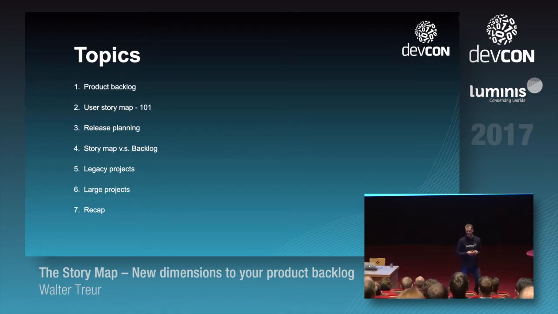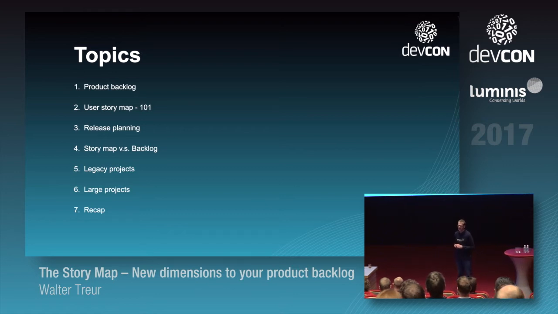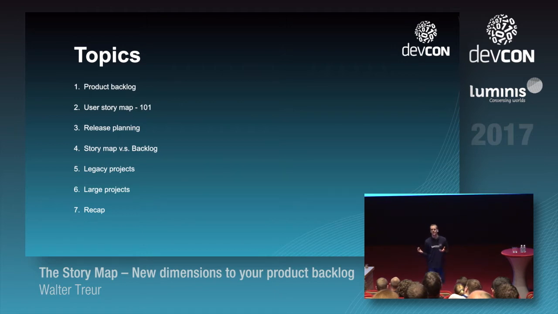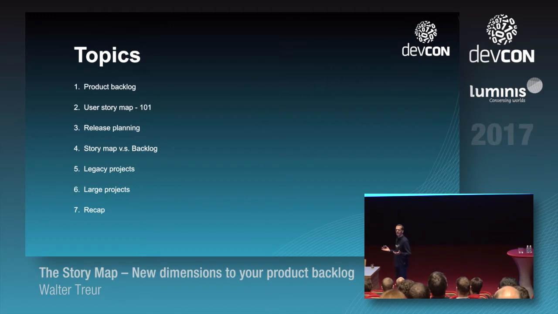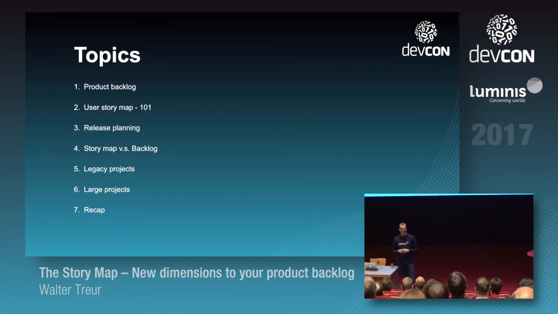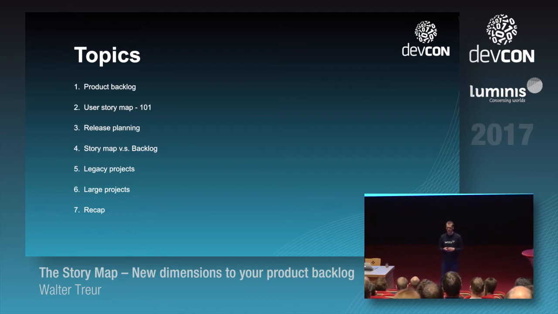So the topics we're going to cover. Before we dive into it, we're going to look at the product backlog, how that's being applied in projects today. With that, we're going to look at the user story map, just a little dip of our toe, so to say, with the user story map 101. We're going to talk about release planning, how you're going to use your story map to address the issues you're going to have when you're doing release planning, and how that fits into the product backlog.